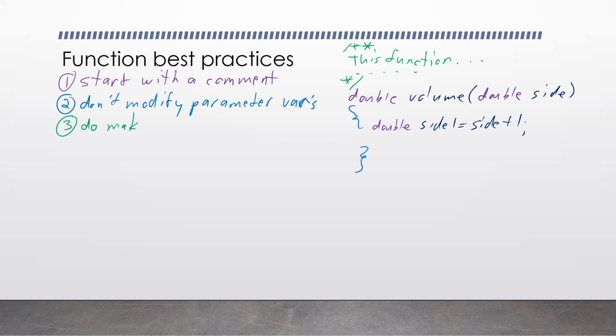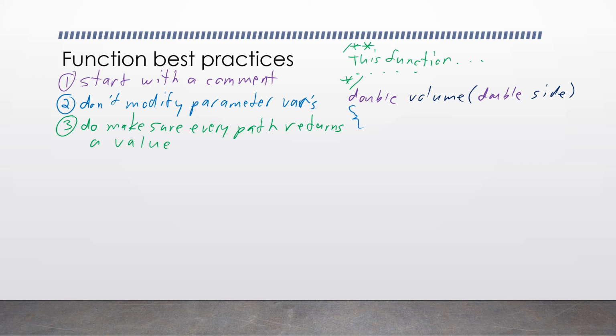Do make sure every path returns a value. It's frequently an easy thing to do to say, if side greater than 0, return power of side comma 3. But guess what? For every if, there's an else branch, okay, that maybe you didn't deliberately put the else in there, but if you don't put in an else, there's always an else do nothing that's implied by an if statement. And do nothing does not return a value.